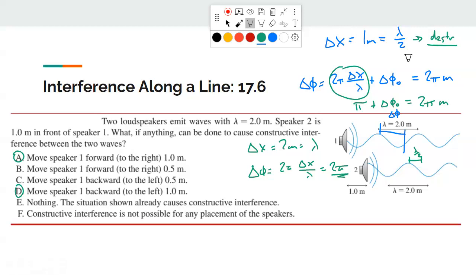We could also say that if we made these two sources be completely out of phase when they leave the speaker, so if we made delta phi naught equal to pi, then that would also cause constructive interference, because then we would have a pi from them being separated by 1 meter and another pi from the sources just being flipped. Okay, so lots of mumbo jumbo here.